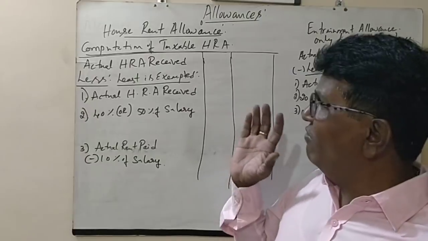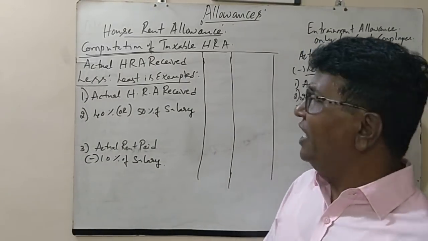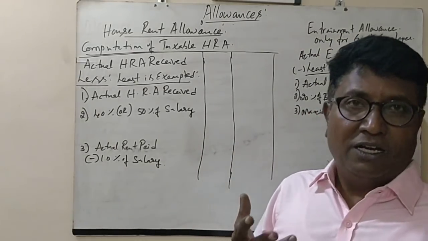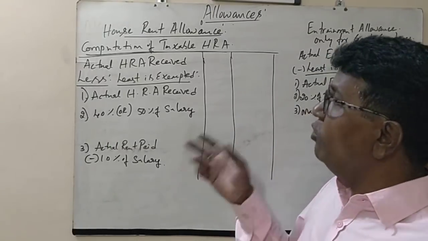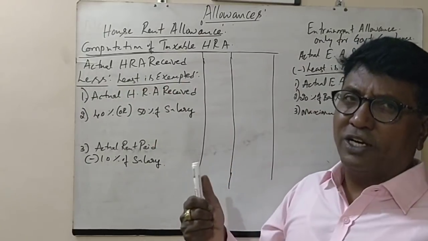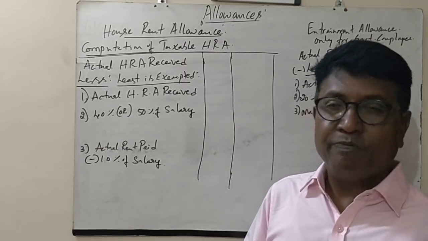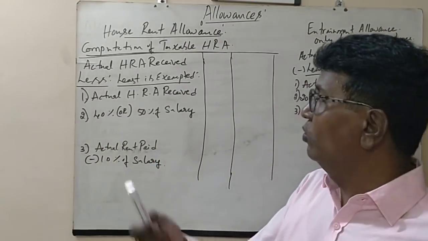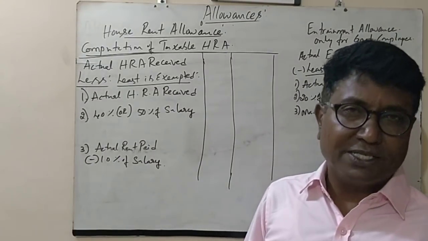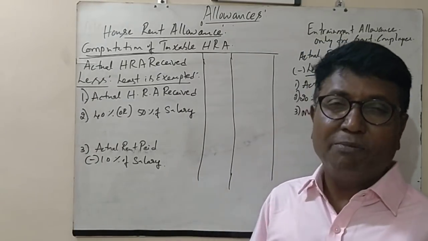Now, in which case it is taxable, and in which case it is exempted. It is a partly taxable and partly exempted allowance. Let us see how. What is the actual HRA receipt? Being in a rented house and paying rent, your company may give you some house rent allowance. It may usually be 20% of your basic salary or 15% of basic salary. It depends on the company.